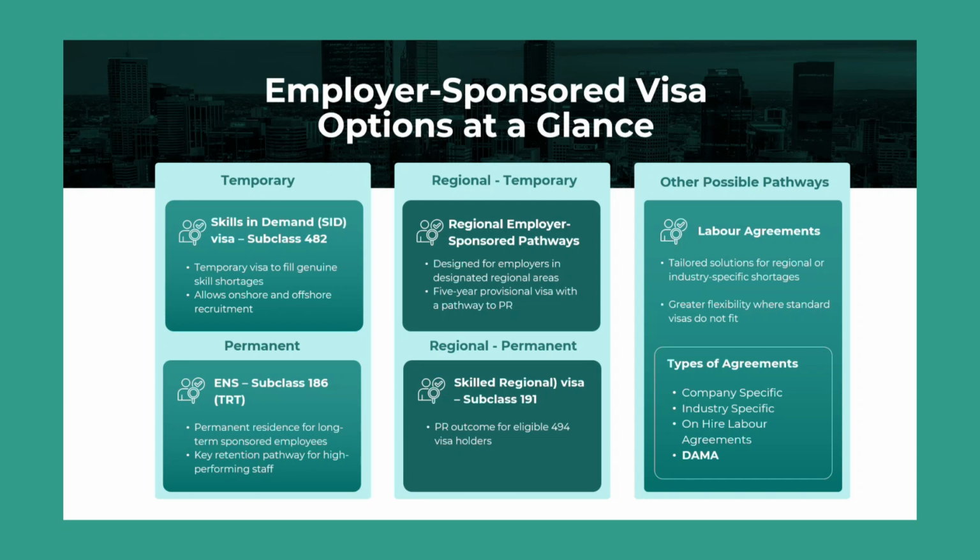Now, I'm sure you are all aware of the changes which came out after the new Labour government came into force. They are no longer calling the temporary work visa stream TSS. They're calling it SID. And the reason being is that under the SID, they made two streams. One is the core skill and one is the specialist skill. So why have they done that?